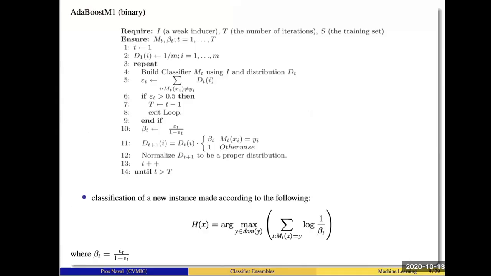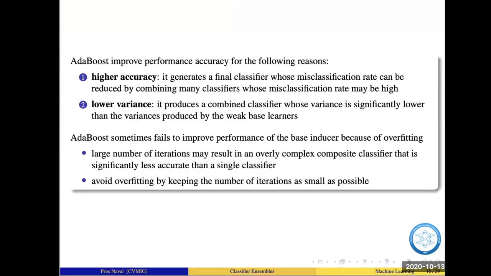This is the same AdaBoost algorithm as a binary classifier, similar to what we had earlier. We will go into the details of this at the end. So let's go to the next slide.